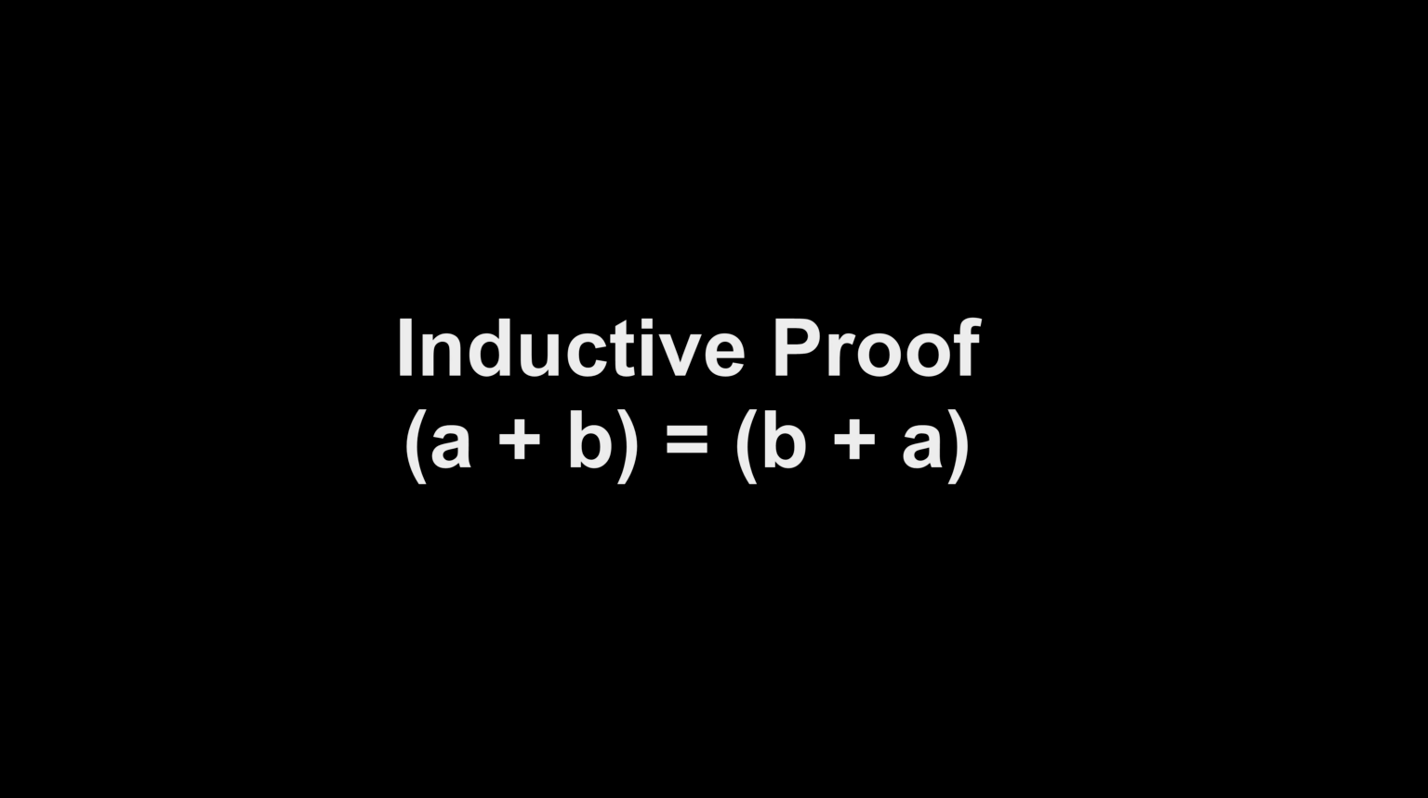It is quite common in mathematics to use inductive reasoning for proofs of the sort where you're trying to prove something is true for all numbers in an infinite set. Proving the commutativity property for addition, a plus b equals b plus a, for all counting numbers is one of them.